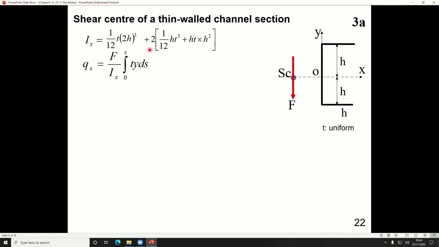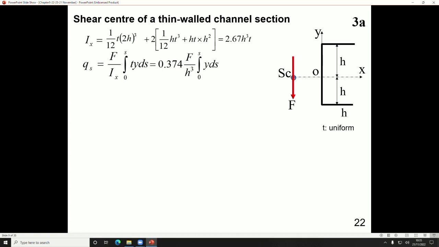So b is t, h is 2h, cubed, plus 2 times, for one of them, 1 over 12 h t cubed, and then it's located at a distance of h from x, so it's h t multiplied by h squared. Both of them have the same Ix, so I multiply it by 2. t is small, we can ignore this value. So the answer is 2.67 h cubed t. I've already solved it for you in chapter 3. This case is easier because t is constant. It can be removed. So I substitute this value in Ix, and we end up with this relation now.